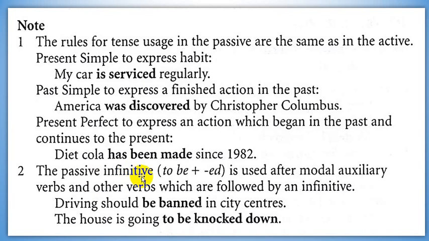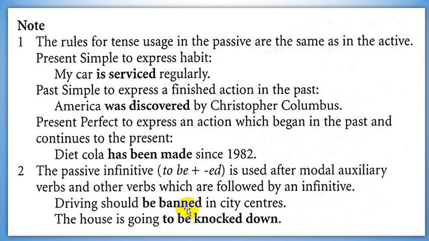The passive infinitive صيغة to be plus past participle is used after modal auxiliary verbs and other verbs which are followed by an infinitive. مثال driving should be banned in city centers. فإحنا هنا قلنا should would can could هذه must ought هذه كلها auxiliary verbs. إذا إجا بعدها الفعل verb to be بعدها ال past participle.